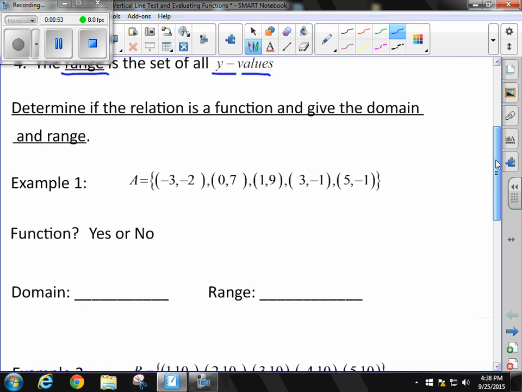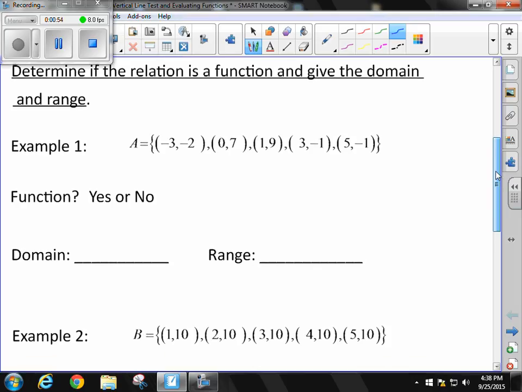So we want to determine if the relation is a function and give its domain and range. So let's look at the x values first. We have -3, 0, 1, 3, and 5. In other words, the domain is -3, 0, 1, 3, and 5. Did we repeat any of them? No. So yes, this is a function.